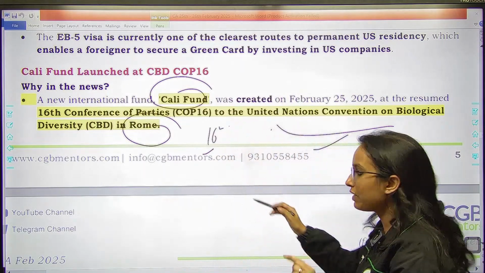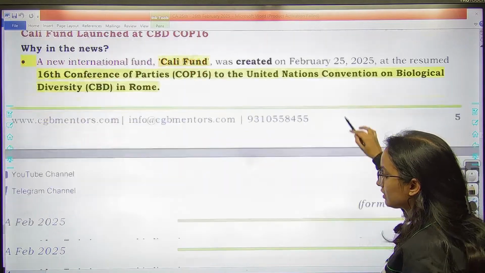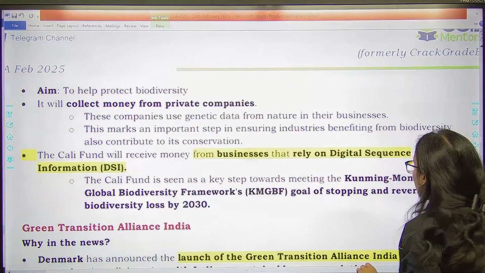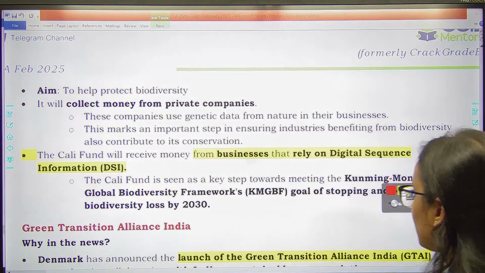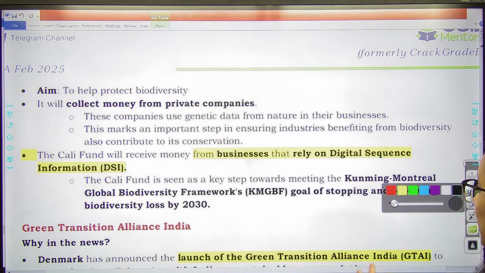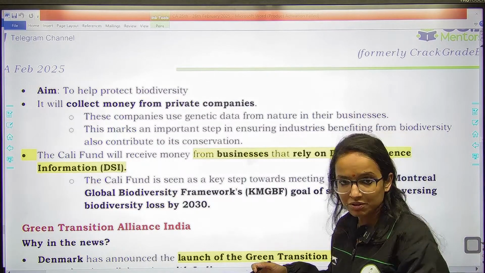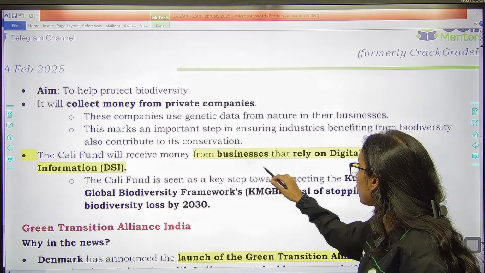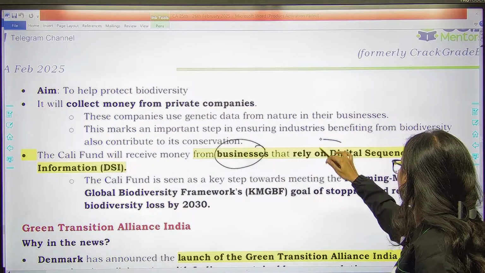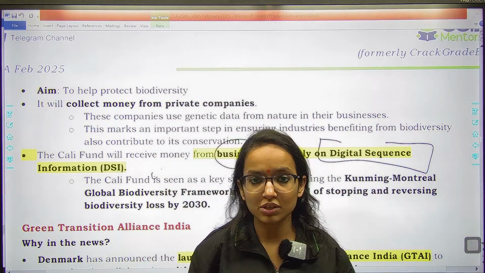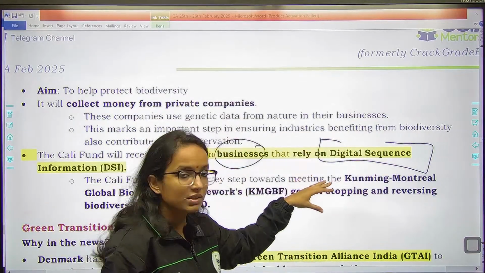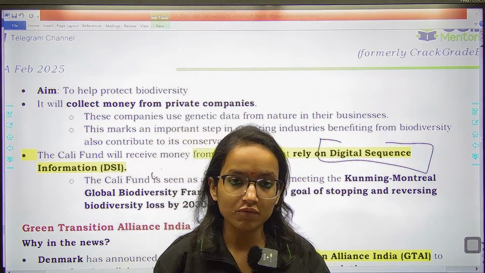वहां पर काली फंड क्रिएट किया गया था. What is this Kali Fund? This fund will be utilized for biodiversity conservation efforts and projects. And where will it be receiving the money from? It will be receiving the money from businesses that rely on digital sequence information. So those businesses who are relying on DSI. What is DSI? Digital sequence information.